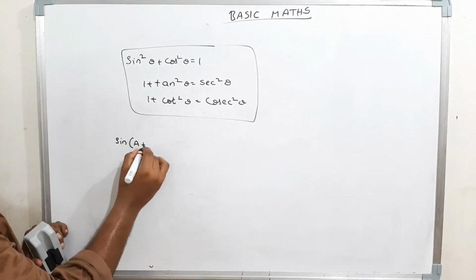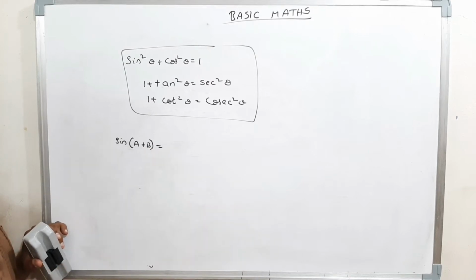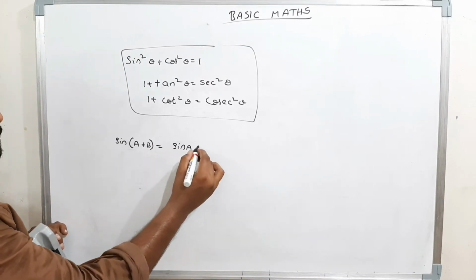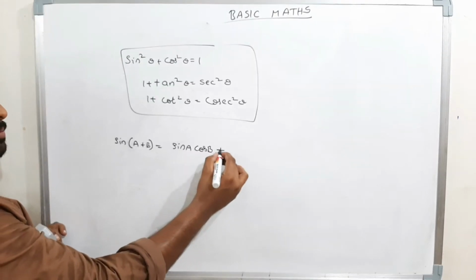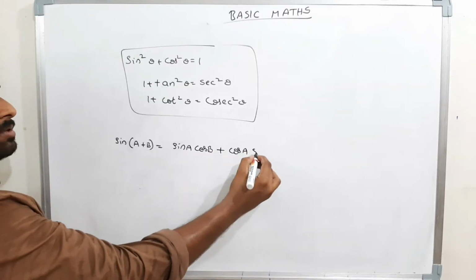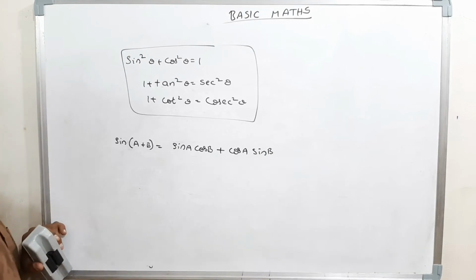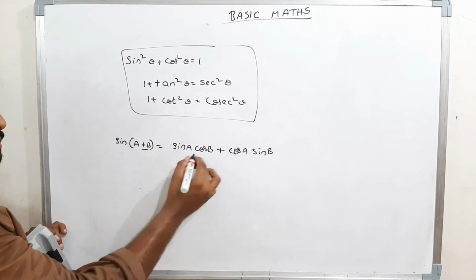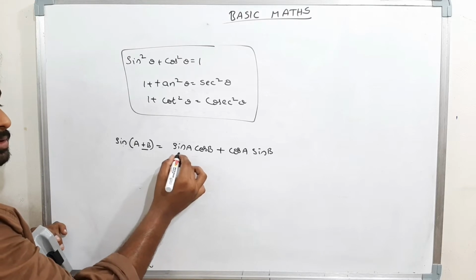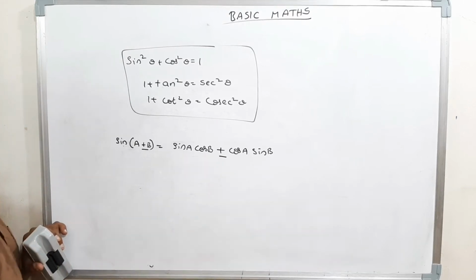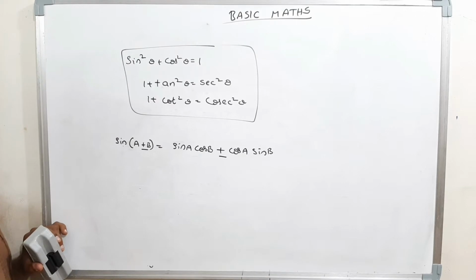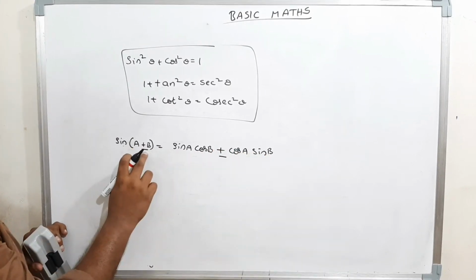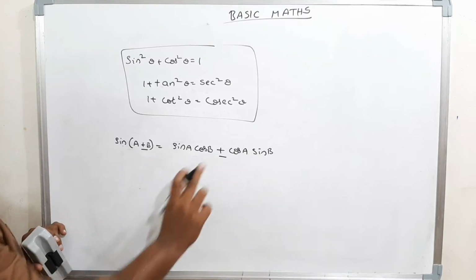Next one. What is the value of sin A plus B? Sin A cos B plus cos A sin B. Now if it is sin A minus B, what can we do? Sin A cos B minus cos A sin B. A plus B means sin A cos B plus cos A sin B. If it is sin A minus B, here minus will come.